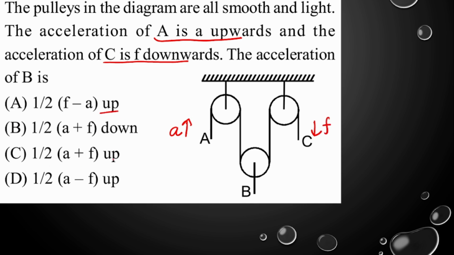See, here we have too many options, but majority of options are upward. So I am considering that the acceleration of B is upward and value of that acceleration is B. You can consider downward also, not a big deal. So I have considered that the acceleration of B is in upward direction.